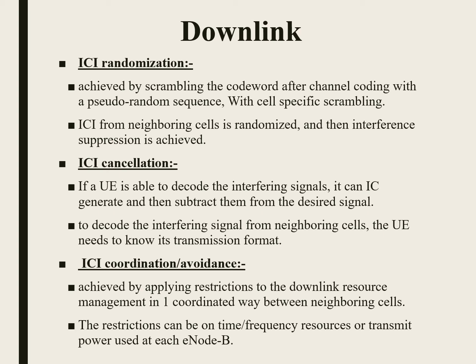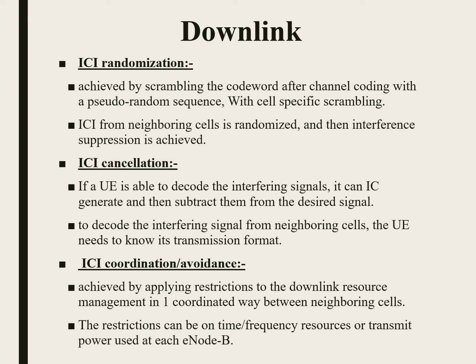Another technique is ICI cancellation. If the user equipment is able to decode the interfering signals, it can regenerate and then subtract them from the desired signal. To decode the interfering signal from the neighboring cells, the user equipment needs to know its transmission format. This is one of the major requirements in order to cancel the ICI.